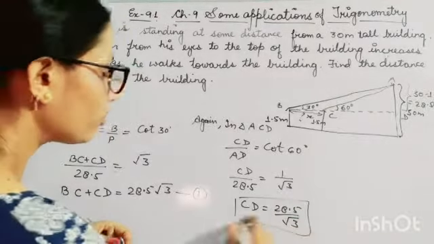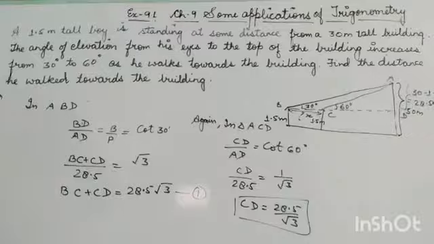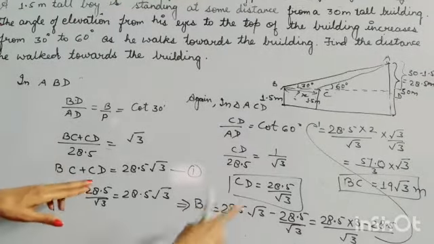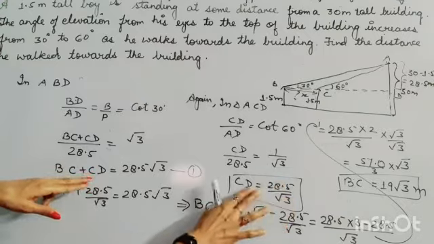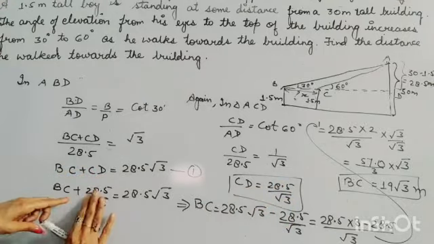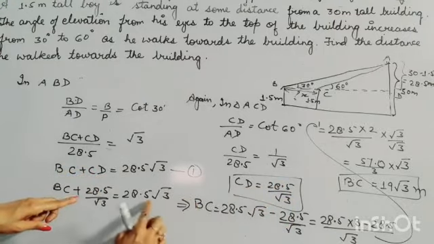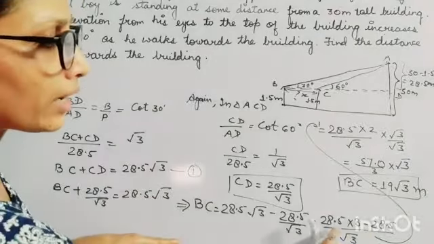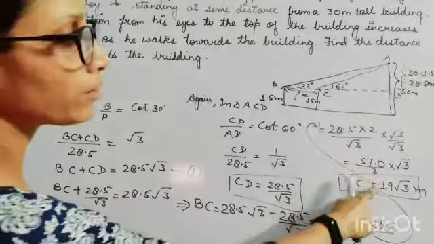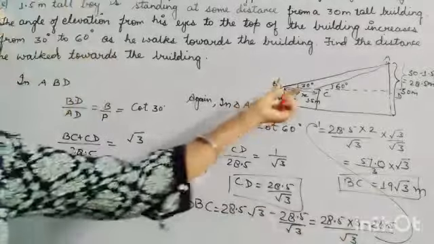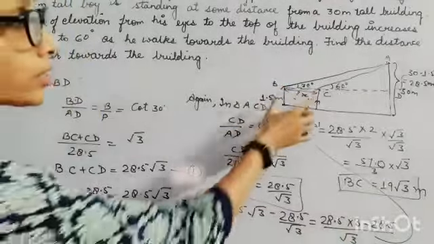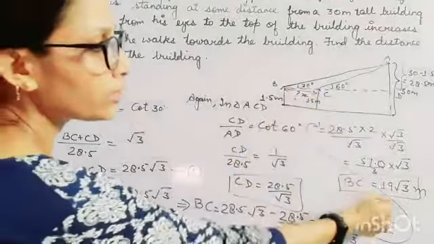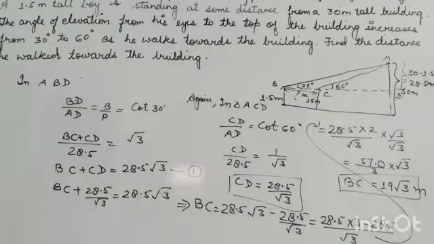This CD value you can put here and solve. Let's see the solution here. I have taken this CD value from here and put it here. Then I have taken 28.5 root 3 minus this, then taken the LCM and simplified it. So I am getting 19 root 3. So what is the distance covered by the boy here? The distance covered, that is BC, is 19 root 3 meters. Pause the video and see the solution.